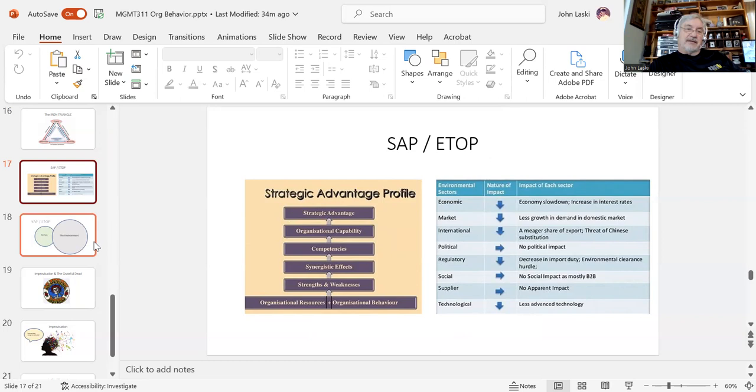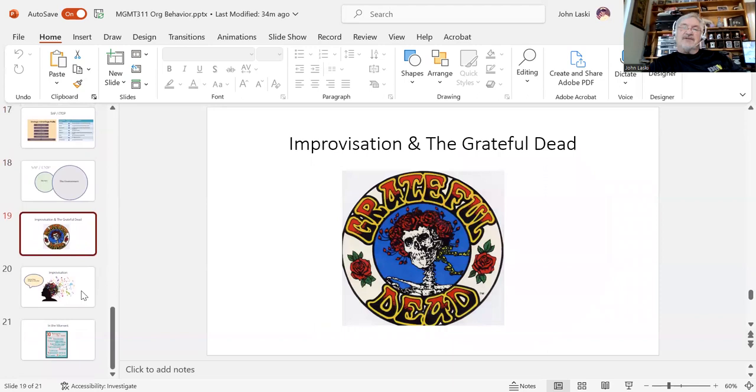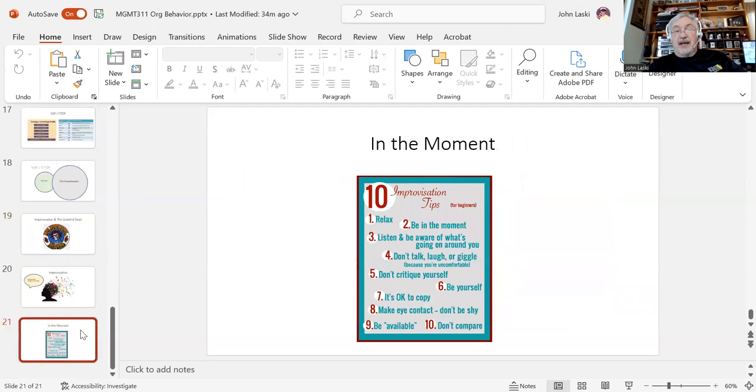There is the firm or the organization, and then there's, in a sense, the whole rest of the world, the environment. I started to mention improvisation because I do want to spend some time with that. We will be talking about the Grateful Dead as an influential partner in improvisational leadership and management. That will force us to look at improvisation and what it is. At the end of the day, being in the moment drives us to these 10 improvisation tips and so forth. There are some more slides on a second deck, but that's not for today.